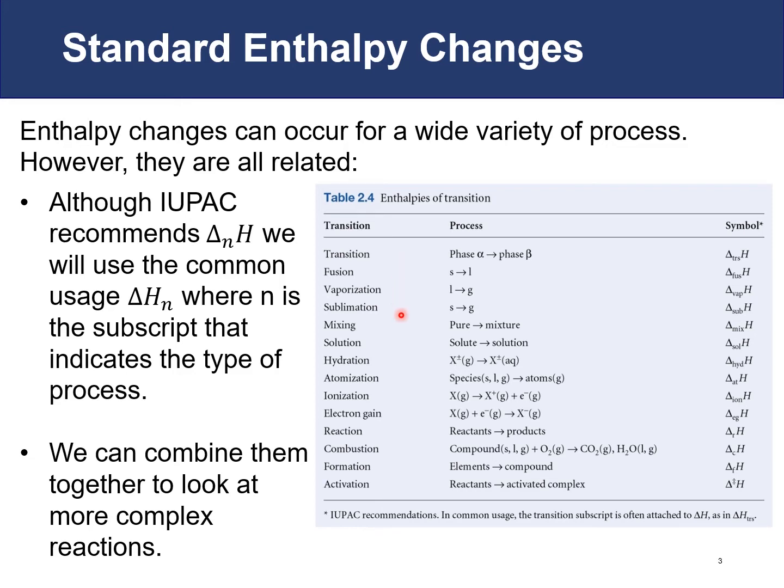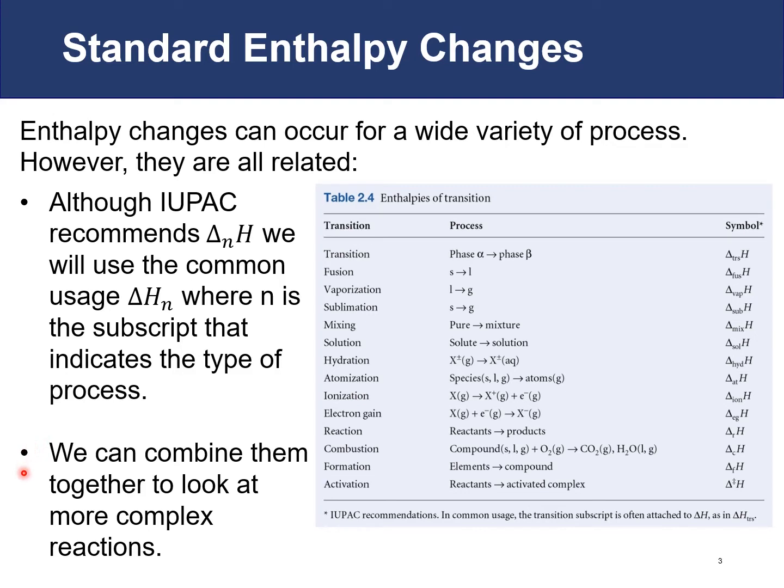Like sublimation, going from a solid to a gas, or deposition, which would be going the reverse, although it would still be called the sublimation. The value that would be listed would still be the sublimation. As we will see later, if you're going in the reverse direction, you just put a negative sign in front of the number, and that's how you treat it.